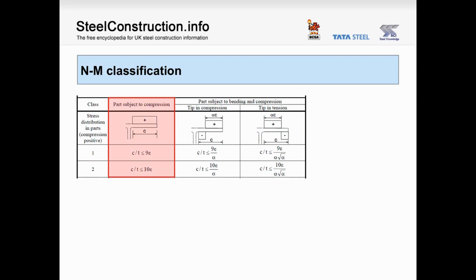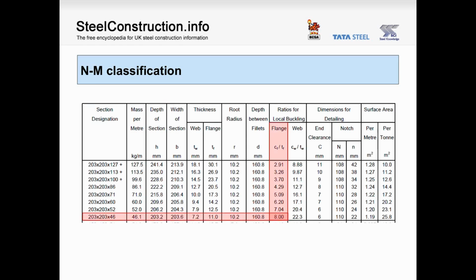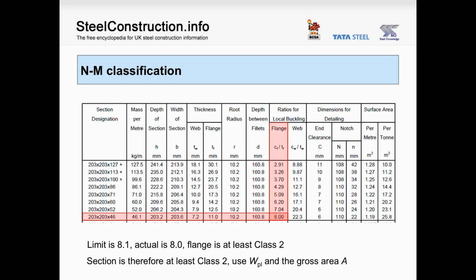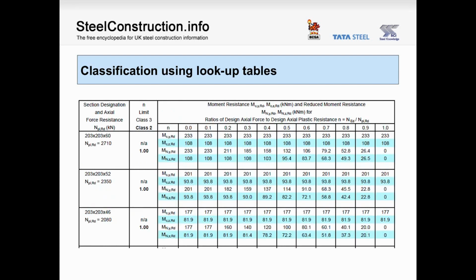For the flange, the class 2 limit is 10 epsilon. The limit is therefore 8.1, and from section property tables, our actual ratio is 8, which is less than the limiting value. So the flange, again, is at least class 2. Because both the flange and the web are at least class 2, then the whole section is at least class 2, and therefore we would use the plastic modulus and the gross area in our subsequent calculations.